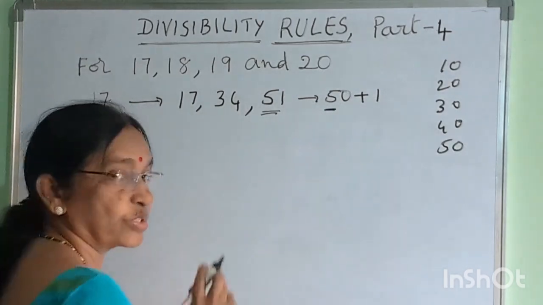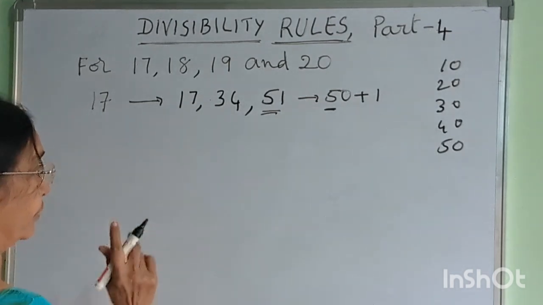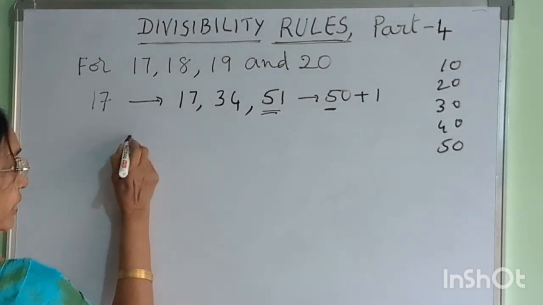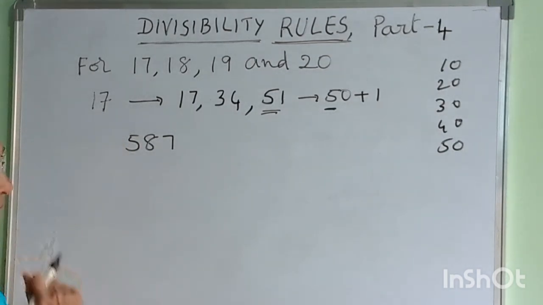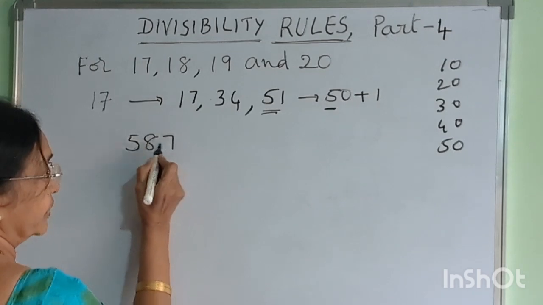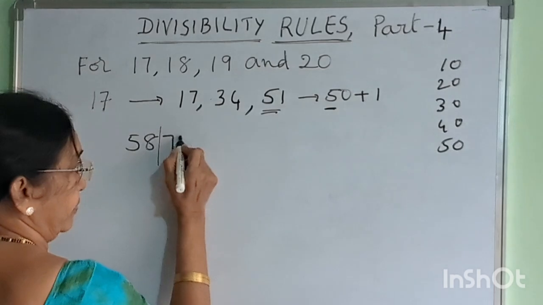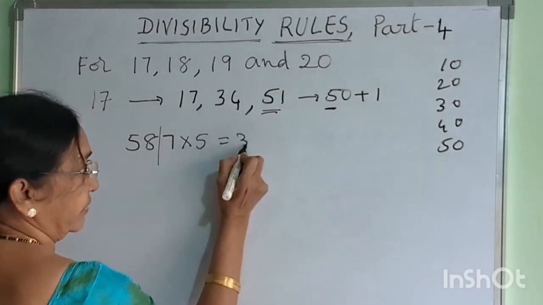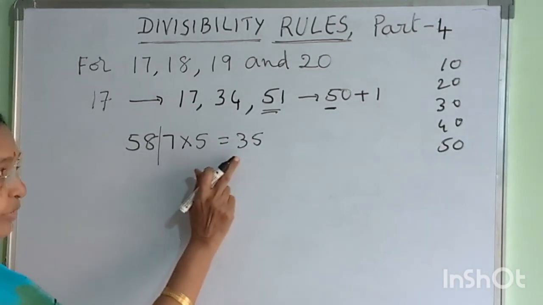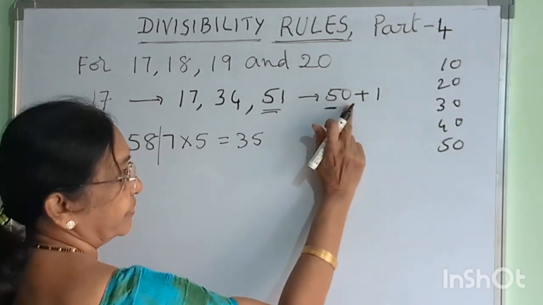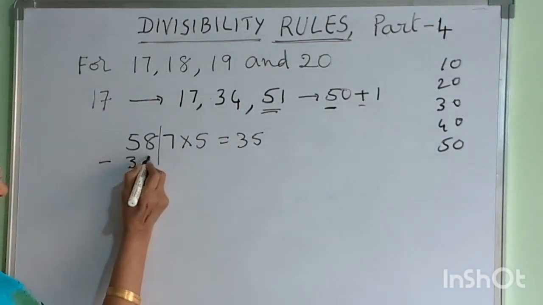So 5 is the oscillator for 17. Let us take a number 587 and see whether it is divisible by 17 or not. For this, separate the units digit 7 and multiply it with the oscillator 5. 7 fives are 35. And subtract this number from the remaining number. You have to subtract here because this is 50 plus 1, plus is there. Therefore, we have to subtract 35.